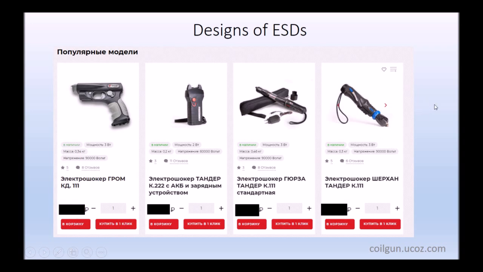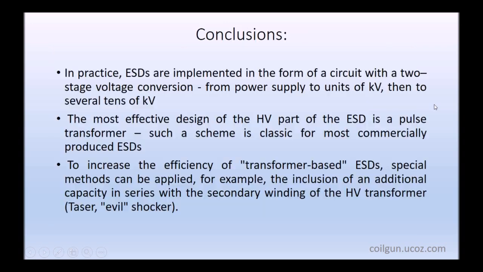Okay, let's finish for today. Here are the conclusions. In practice, ESDs are implemented in the form of a circuit with a two-stage voltage conversion from the power supply to units of kilovolts, then to several tens of kilovolts.